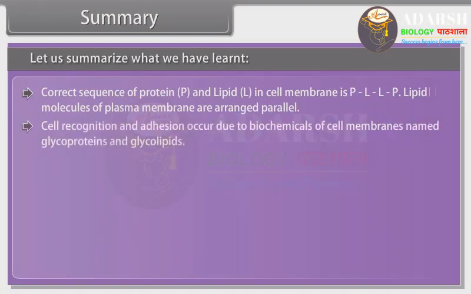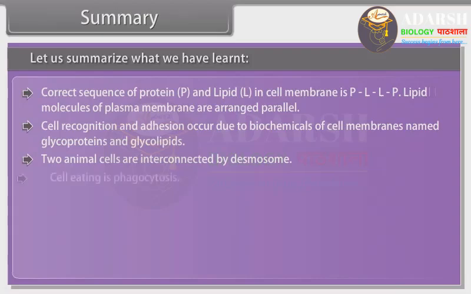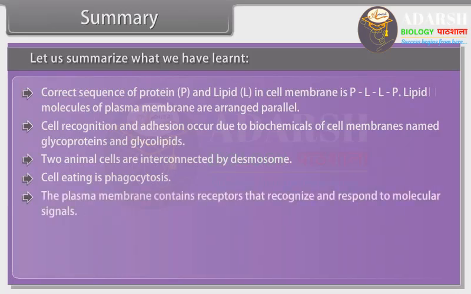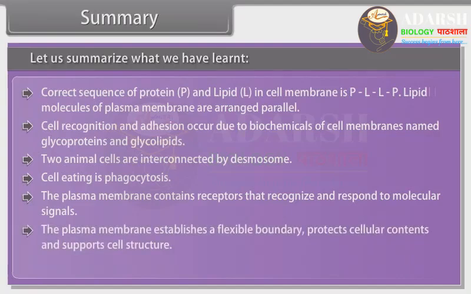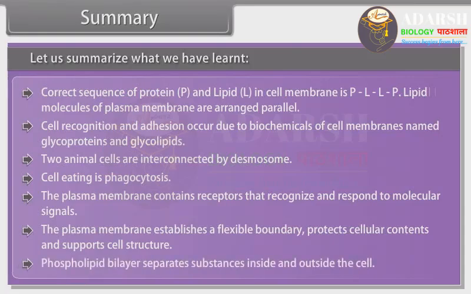Cell recognition and adhesion occur due to biochemicals of cell membranes named glycoproteins and glycolipids. 2 animal cells are interconnected by desmosome. Cell eating is phagocytosis. The plasma membrane contains receptors that recognize and respond to molecular signals. The plasma membrane establishes a flexible boundary, protects cellular contents, and supports cell structure. Phospholipid bilayer separates substances inside and outside the cell.